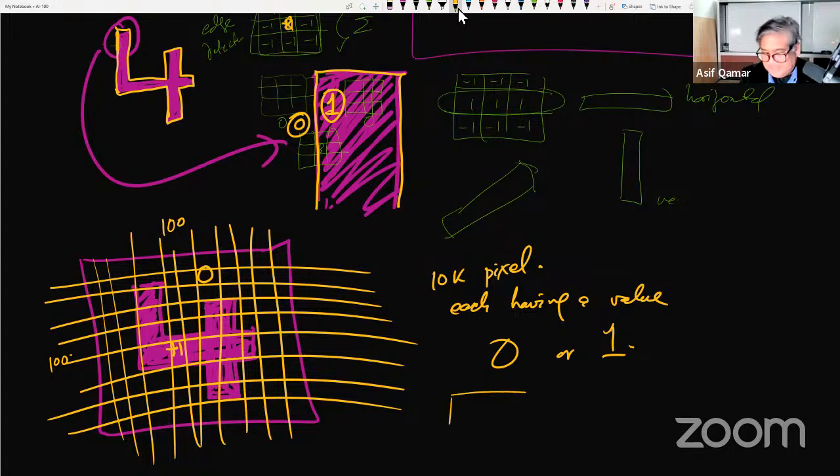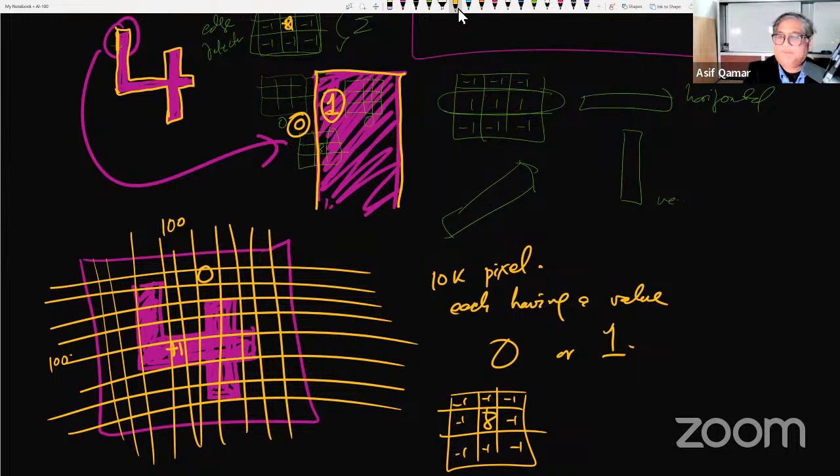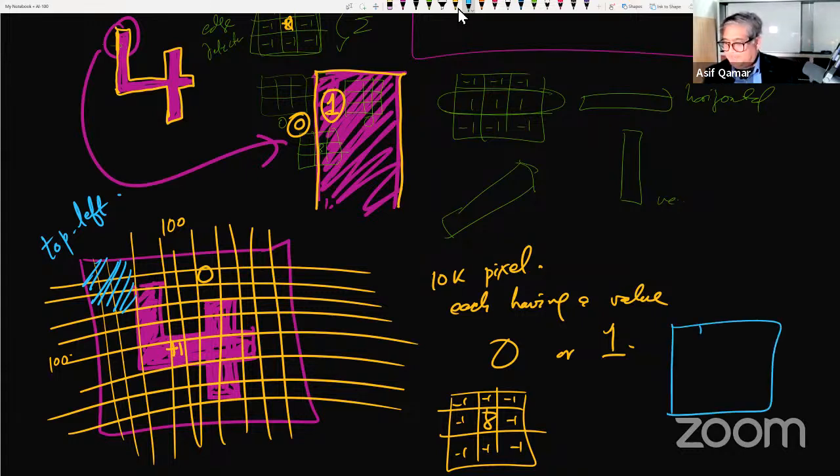I take a filter which is this filter, 8, -1, -1, -1, -1, -1, -1, -1. And I go like this. I start the filter here. First, place it here at the top left. When I place it at the top left, by the way, what will be the value here? Everything multiplied by 0 will give it a sum total value of 0. I write it down on a table. I say my top left value is 0.